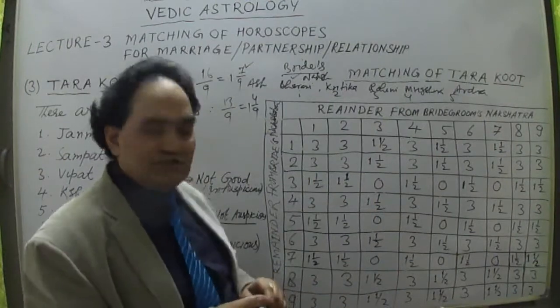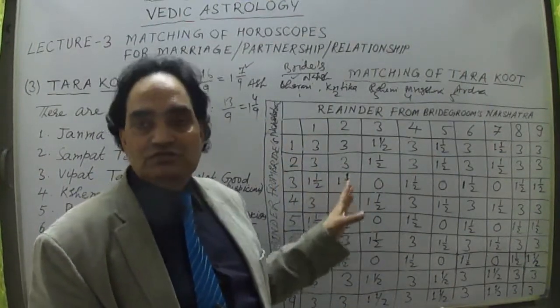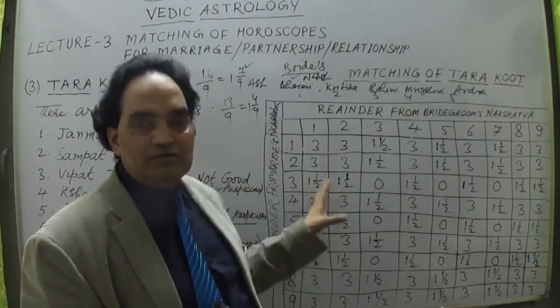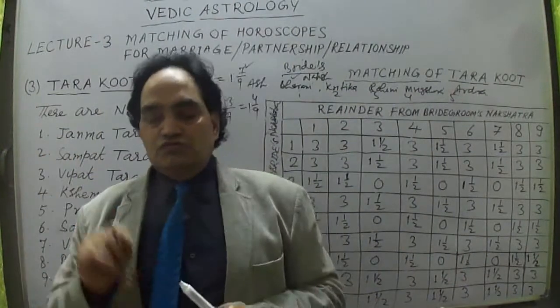The process is very simple. We have just framed this table. This table is very much important. Without this table, you cannot have that kind of understanding. Okay, so this Tara KOOT is very important. Third one. So the fourth one is Yoni KOOT.